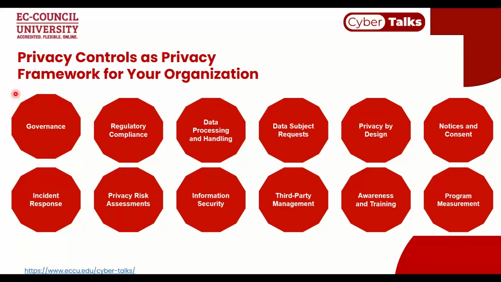when you're going through major changes in your systems or business processes. Information security is the private data protection controls that you should have in place. Third-party management, managing the risk of processing personal data with a third-party processor. Awareness and training is your education program to all employees on data privacy concepts. And finally, program measurements is about having metrics in place to be able to measure the program performance.